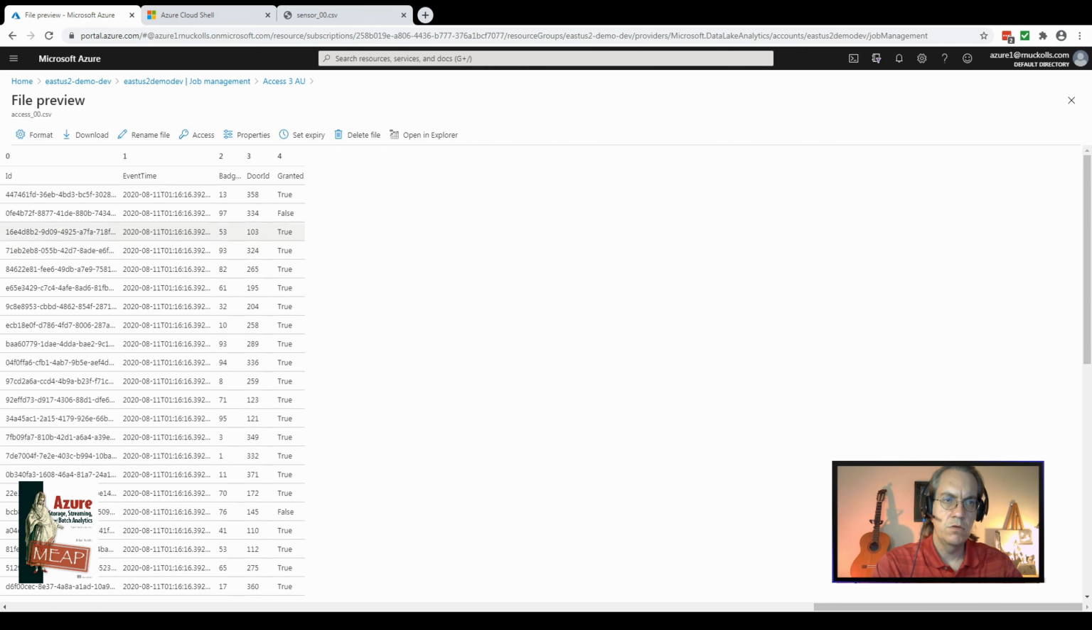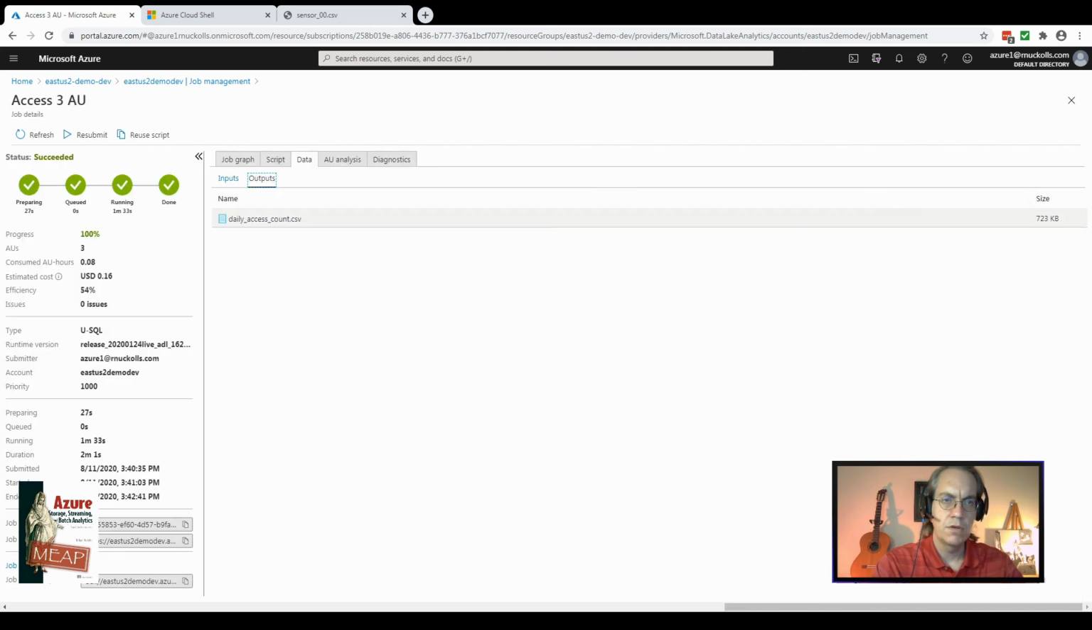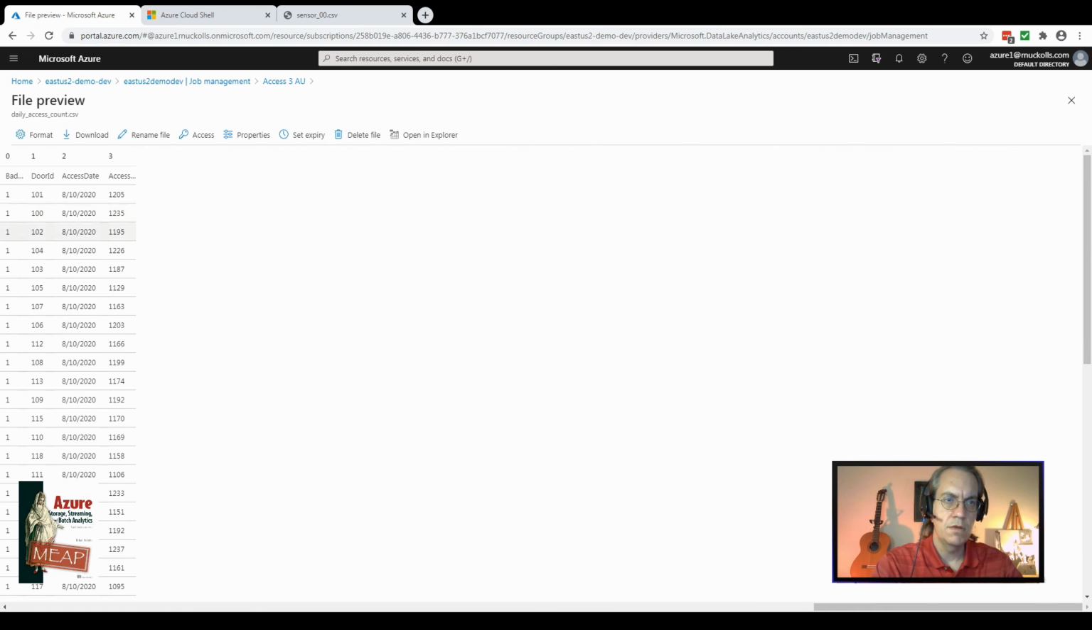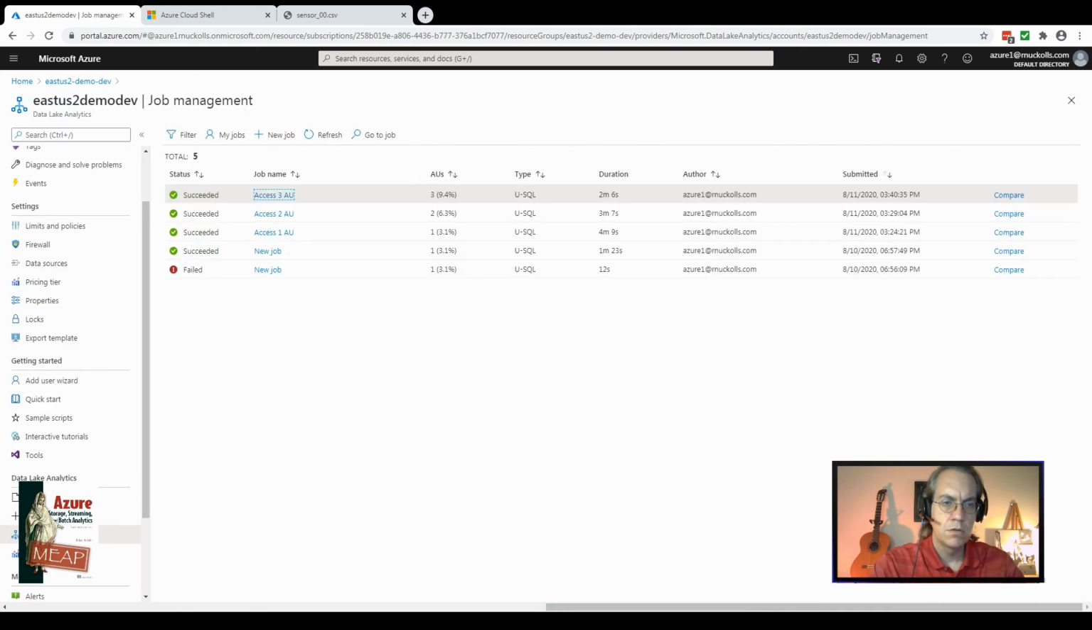So if you want, you can take a look at the data files that are being read in. Because this is a text file, we can pull it up and read it here in the file preview. And under the output section here, you can see the daily access count, which was the output of the query. All right, that is job management.